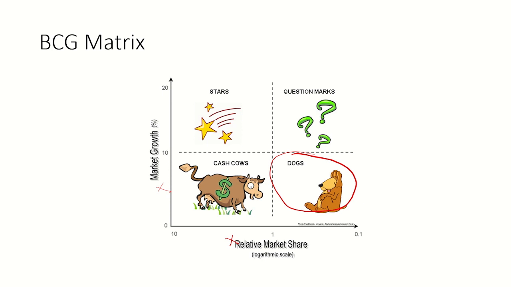If a company has gone through all the stages and arrived at the dog stage, the best strategy at this stage would be diversification. That is, the company should leave that product and think of adopting some other product and continuing the business. That would be the suggested strategy for the product.